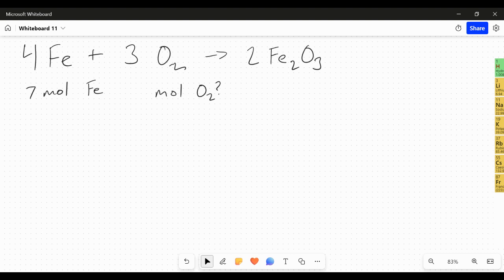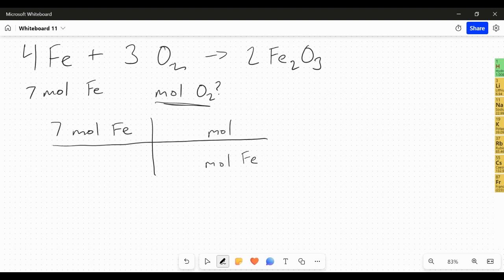So we're going to start this out the same way we start out all of our problems. We write down what we were given, 7 moles of iron. Set up our chart. In the bottom right, we copy the unit from the given. So on the bottom right, I'm going to put moles of iron. On the top right, I'm going to put the unit I'm trying to get. I'm trying to find moles of oxygen.